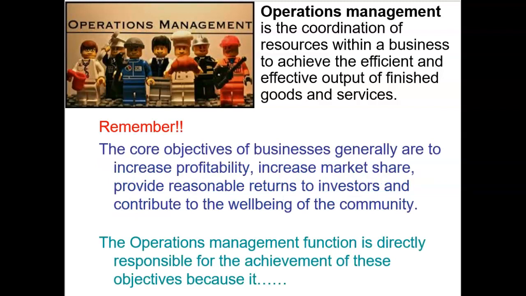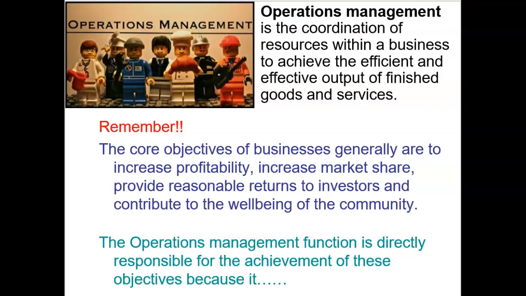So remember back to Unit 3, Area of Study 1, and we looked at the core objectives of businesses. So the main business objectives generally are to increase profitability, or to make a profit, increase market share, provide a satisfactory return to investors that they're happy with to continue investing in the business, and to contribute to the well-being of the community. So they're the main business objectives that we're looking at. And if we're comparing the operations management system with how it achieves business objectives, we've got to know what our business objectives are. So there's some of them.